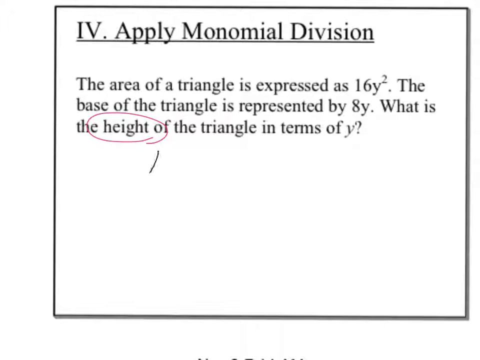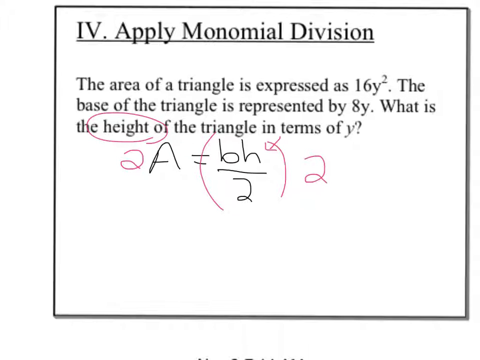So using your formula for area of a triangle, you want the height on one side of the equal sign by itself. So to begin with, to make this simpler, we're going to manipulate the equation so you have height on its own. First thing you need to do is move the 2 to the left side. So if you multiply both sides by 2, on the right, those 2's will cancel. So you're left with 2 times A equals base times height.